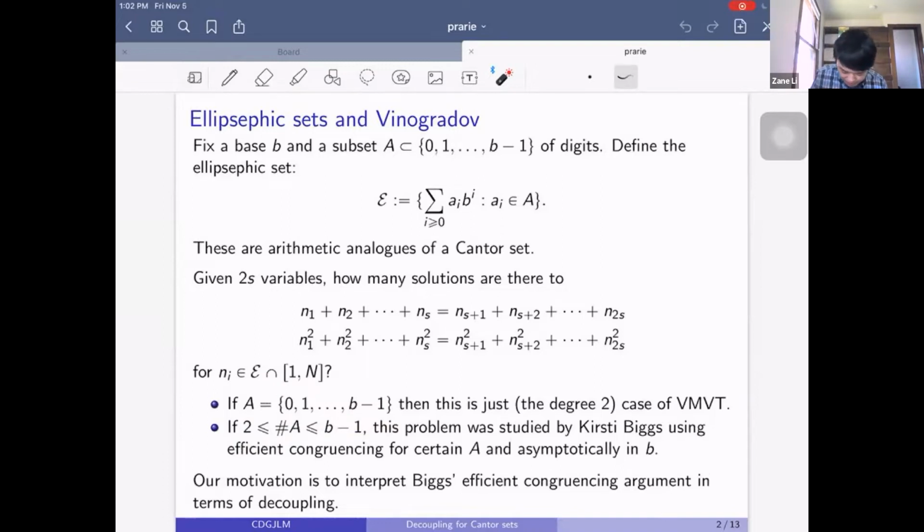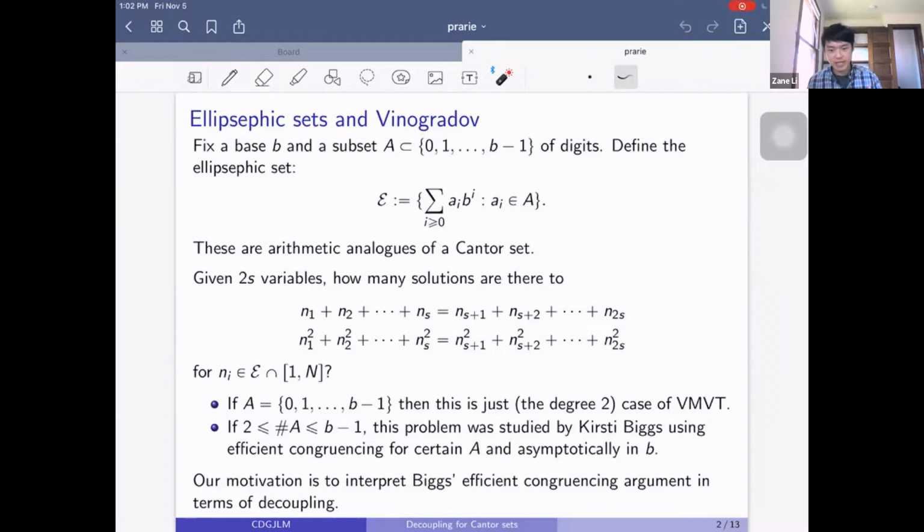This particular problem, when A was a strict subset, was studied by Kirsty Biggs using the method of efficient congruencing, for certain A and asymptotically in B. There are some conditions on B and A that she solves this for that I don't want to go into at this point. The motivation of this talk is to understand and interpret Biggs's efficient congruencing argument in terms of decoupling.